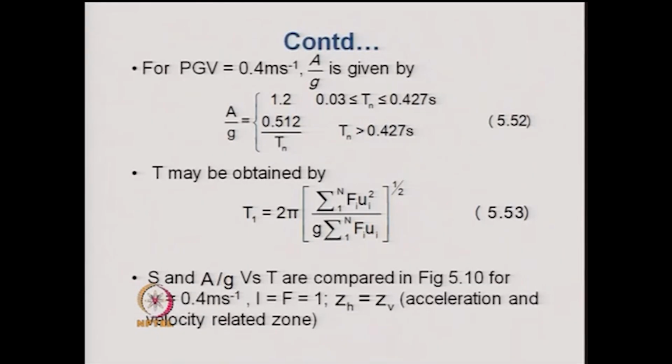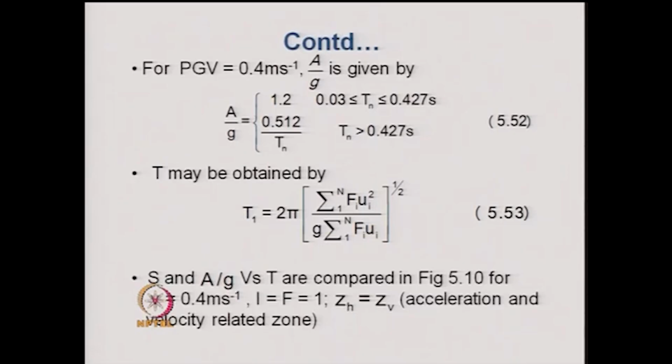Similarly, for other zones we will have different values of PGV, and for that SA by G values will be given by different equations. T, that is the time period, may be obtained again by the Rayleigh's approximate formula. This time period is used when you are using the seismic coefficient method of analysis.